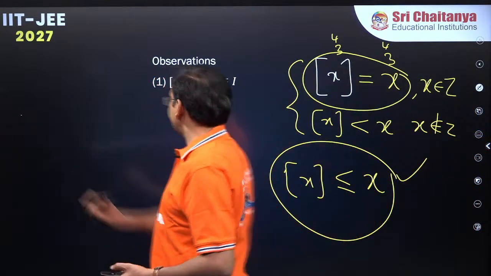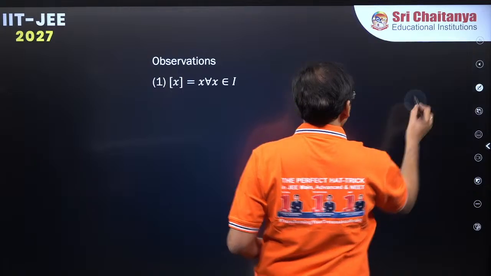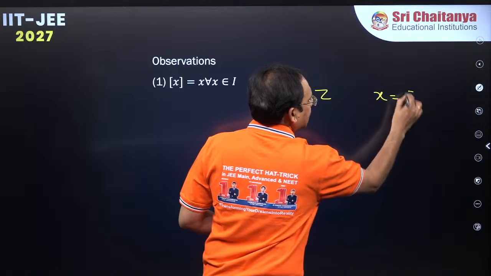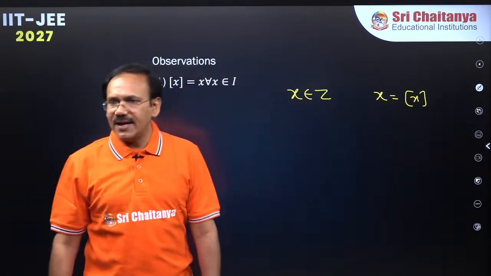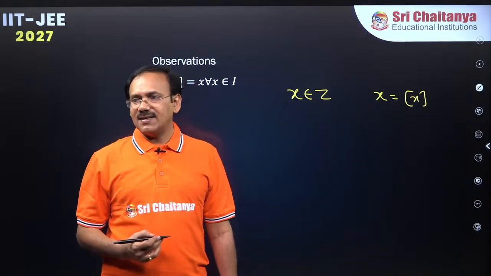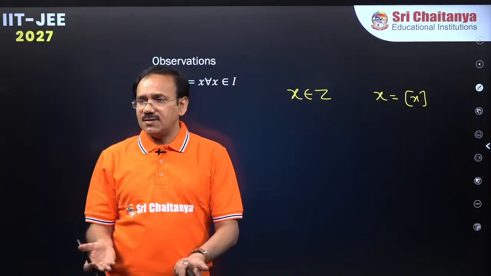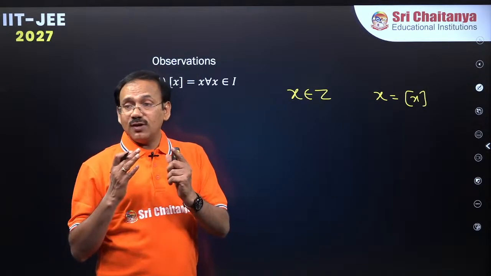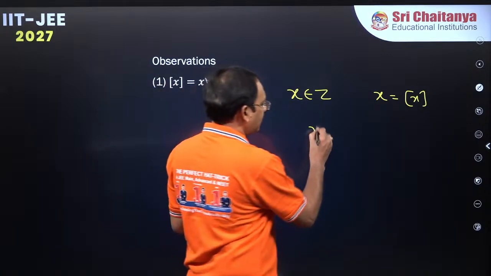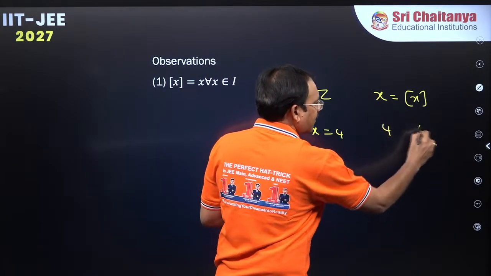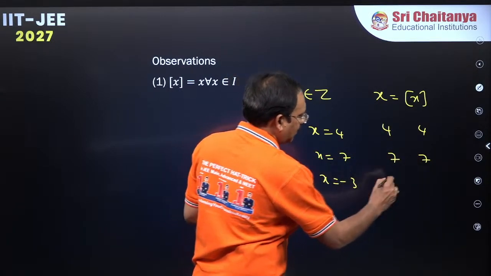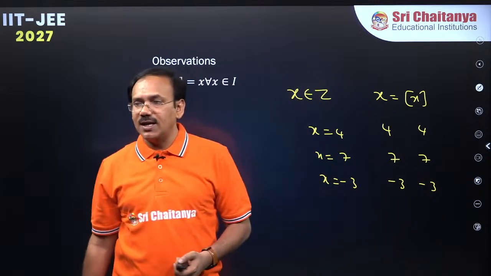Let me repeat, dear students. Suppose x is integer. Can I say x and step x are equal? Correct? So if x is integer, suppose you take x is 4, step x is 4. You take x is 7, step x is 7. x is minus 3, step x is minus 3. Both are equal, correct?